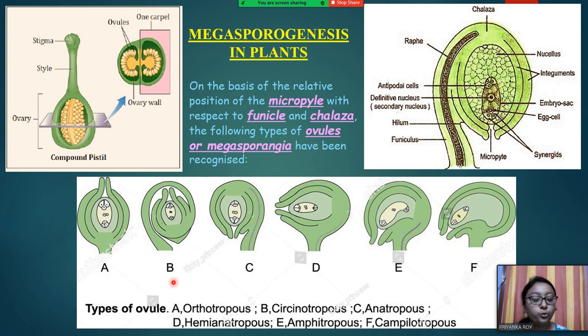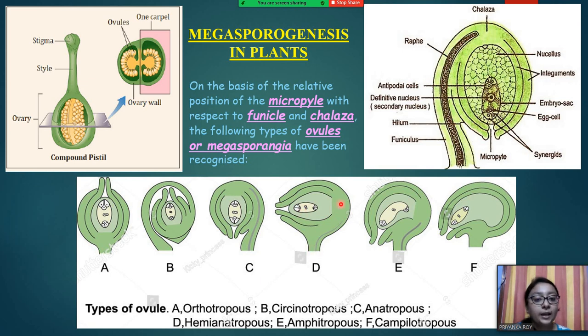That is orthotropous. And when the funicle is forming a circle, wrapping around the ovule, and the micropyle is still pointing upwards, that is known as cercinotropous. And when it is completely inverted, like the micropyle comes near the funicle, then we call it anatropous, which is this one.